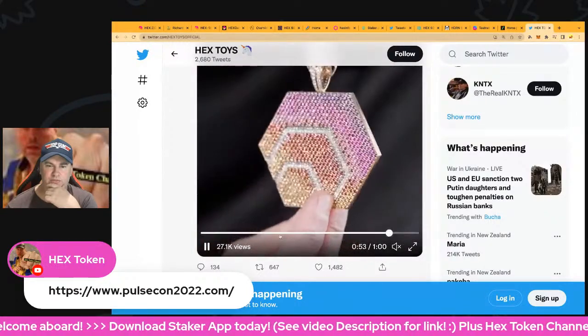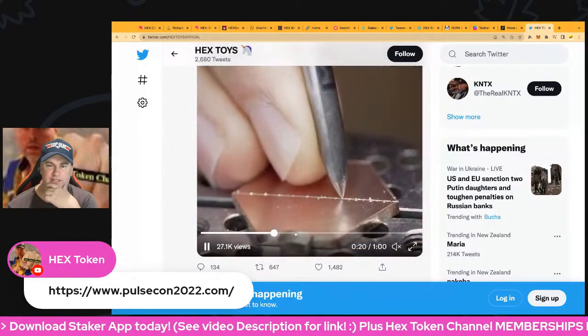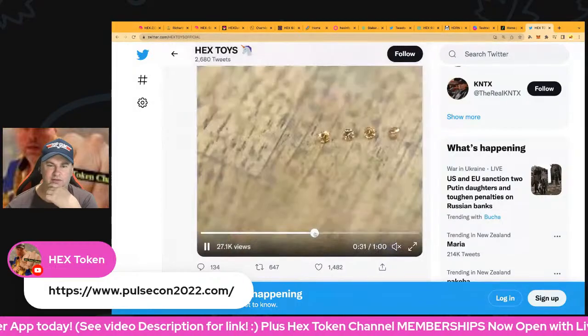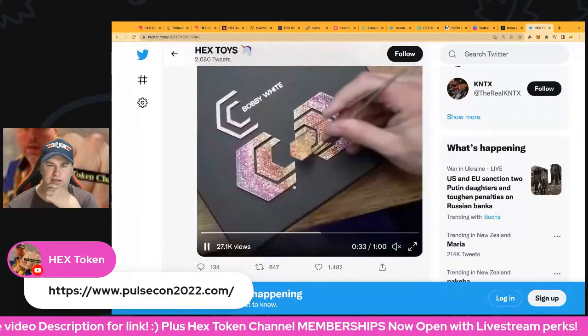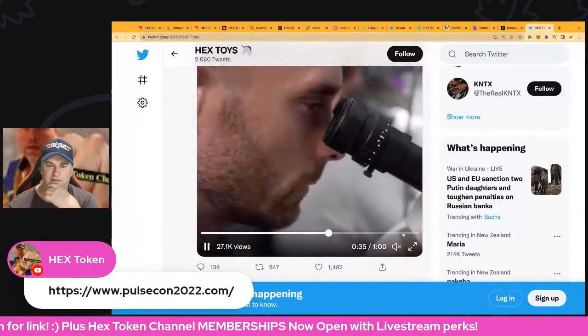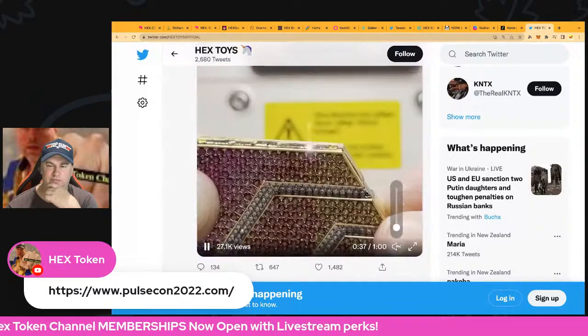Yeah, that's pretty awesome. So that's how he made it. This guy made it with all these. Look at that, beautiful stuff. That was pretty awesome. So look at that, putting all the diamonds in. Pretty impressive stuff. That was made by Hex Toys.